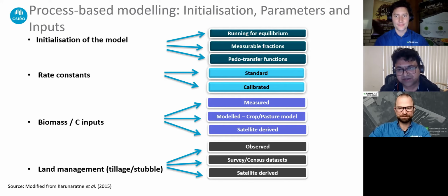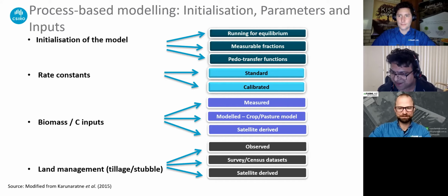And then you have the rate constants. Those are the parameters which can be standardized or calibrated. And then biomass, which is a key input for carbon. There are carbon models with plant components, and RothC doesn't have a plant component. That's what we're trying to improve, that component of the model. And that can be measured in the field, modeled from another model, or derived from satellites. And the land management practices: some models, like Century and DayCent, are quite sensitive to land management practices. We require that information together.